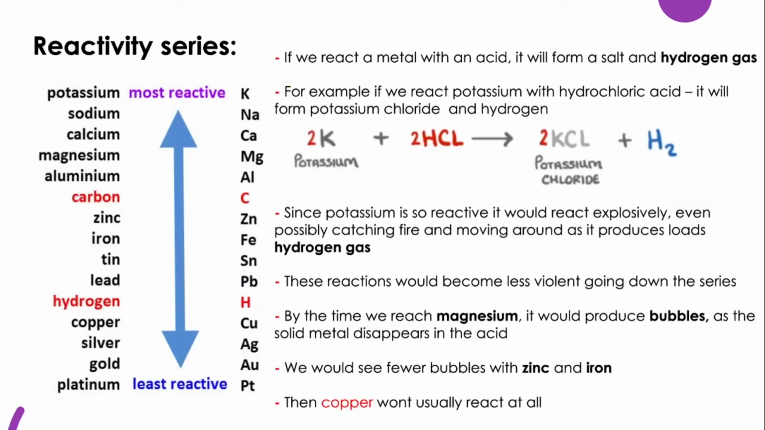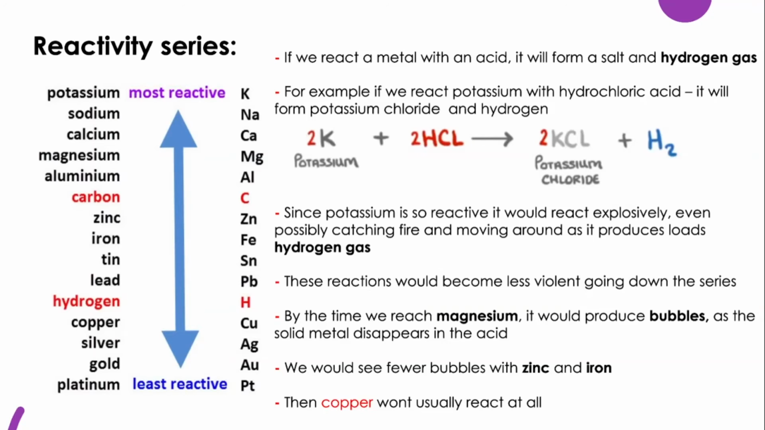If we react a metal with an acid, it will form a salt and hydrogen gas. For example, if we react potassium with hydrochloric acid, it will form potassium chloride and hydrogen. Since potassium is so reactive, it will react explosively, even possibly catching fire, moving around as it produces lots of hydrogen gas. These reactions become less violent going down the series.